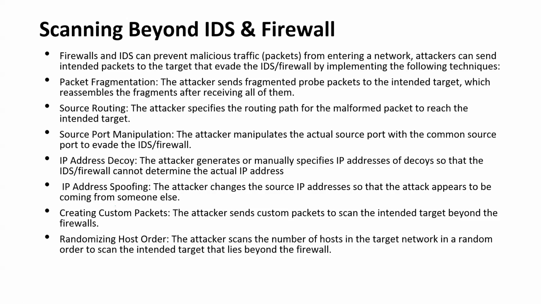But the main, widely used techniques are packet fragmentation. You can send fragmented probe packets to the target machine, and once it receives all the fragments, it generally waits to reassemble them. So that is one way to bypass the firewall. Others are IP address spoofing, source port manipulation, and also having some custom packets, which we also call malformed packets, that you can use to bypass the firewalls.